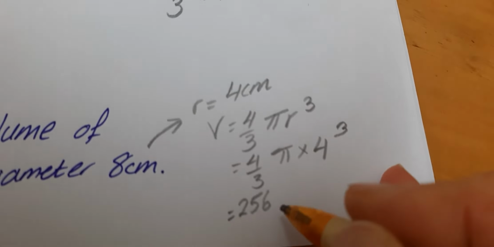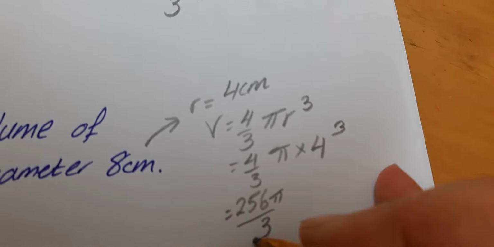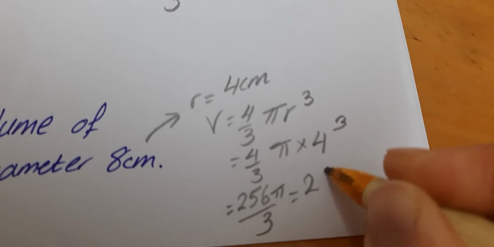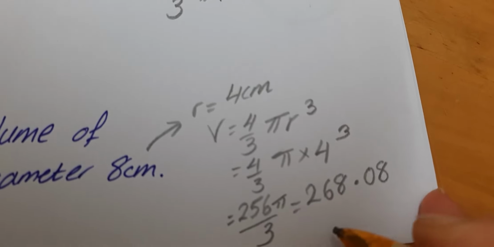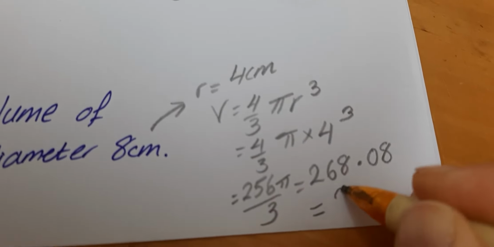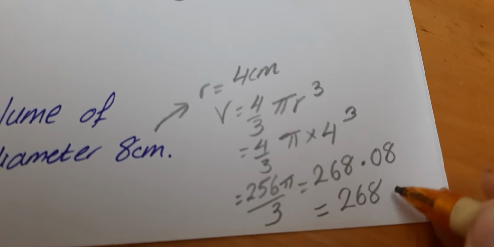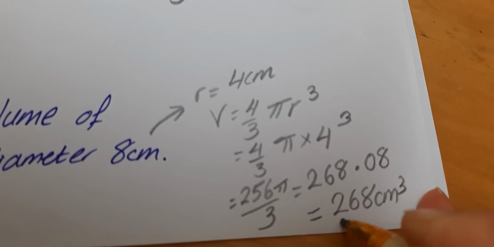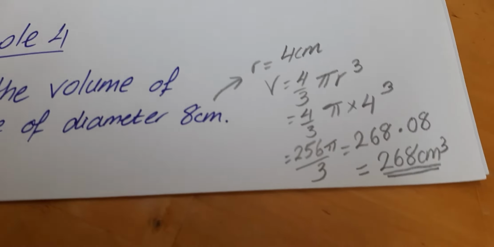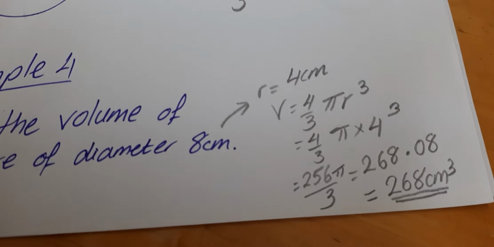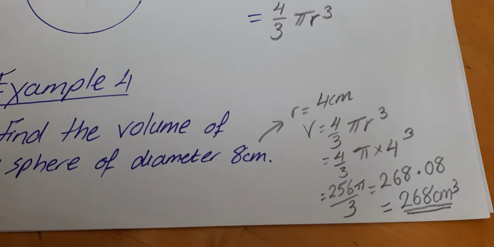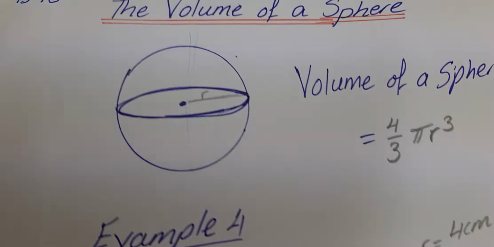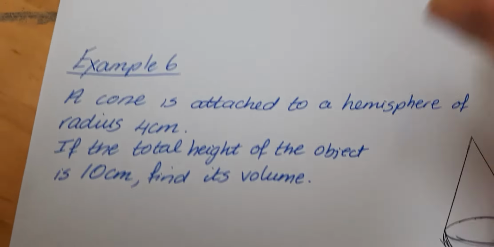256 pi over 3, which is 268.08. And now I'm going to round it to three significant figures, 268 centimeters cubed. So all is good, nothing too complicated. Just plug your radius into your formula, put it in your calculator, and let it do the work for you. That's example 4.